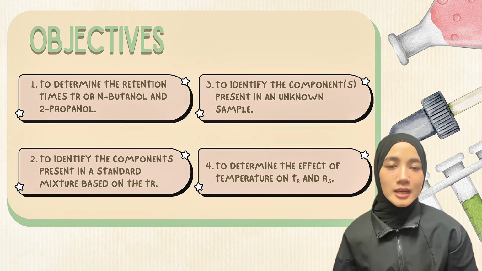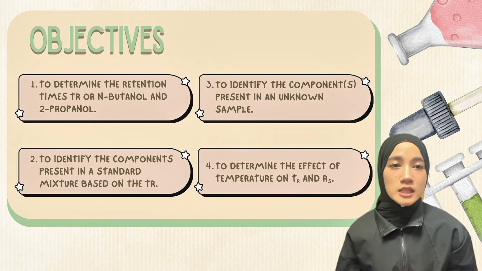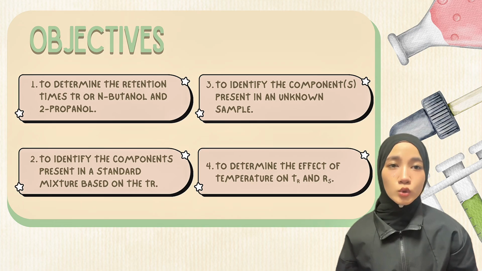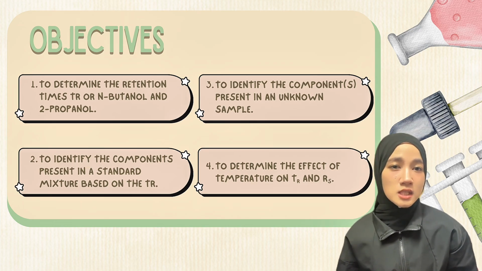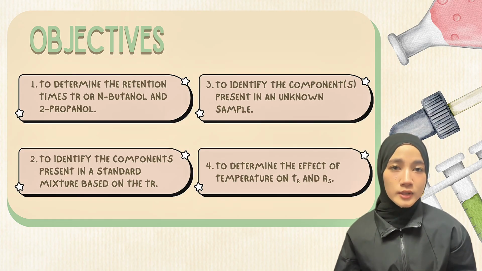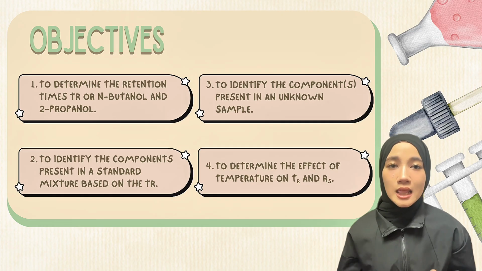Now, let's take a look at the specific objectives of these experiments. First, to determine the retention times of n-butanol and 2-propanol. Second, to identify the components present in a standard mixture based on their retention time. Third, to identify the component present in an unknown sample. Lastly, to determine the effect of temperature on retention time and resolution.